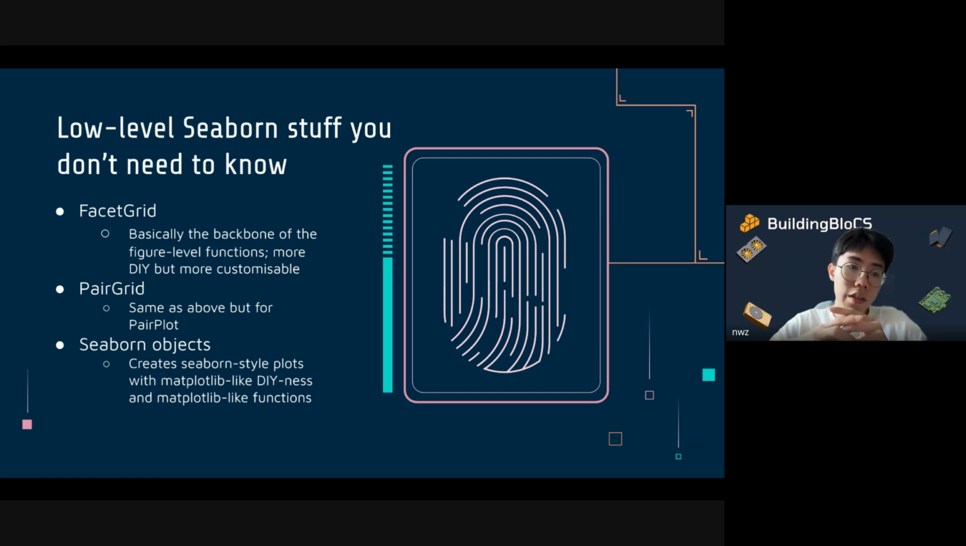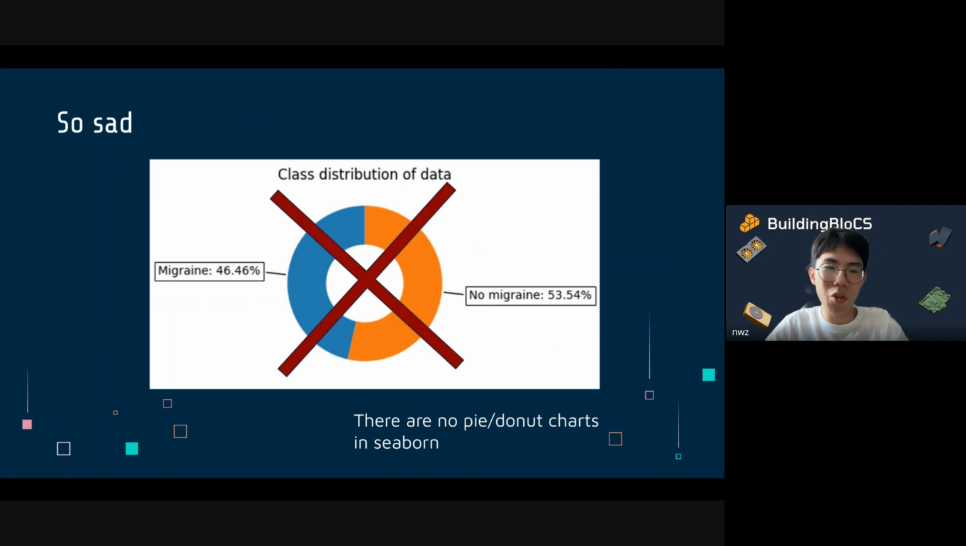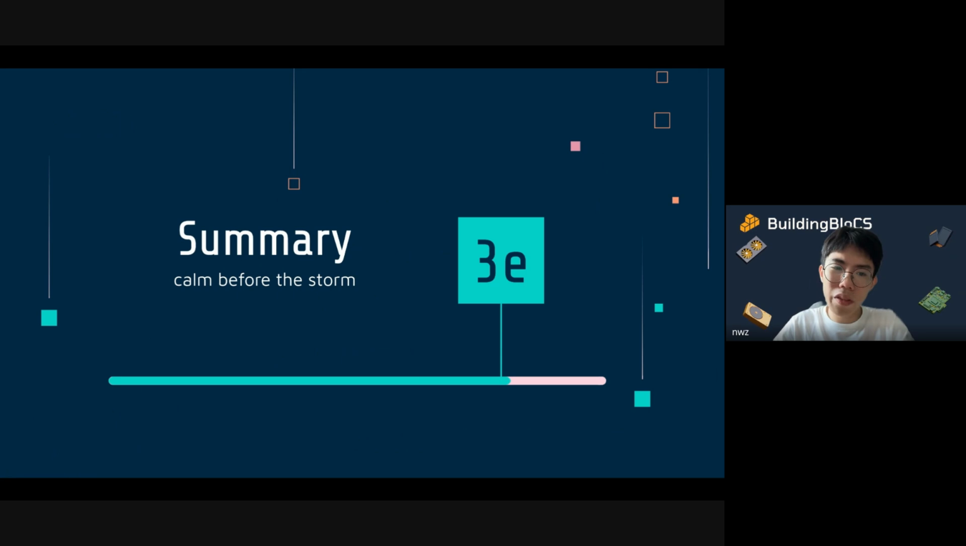And there's Seaborn objects, which allows you to make Seaborn style plots with Matplotlib like DIY-ness and somewhat Matplotlib like functions. You'll have to see it for yourself, but I won't go through it because you don't need to, and it will take a long time. And also, one thing which you might have noticed is that there are no pie or donut charts in Seaborn, so you have to do this in Matplotlib. So sad.